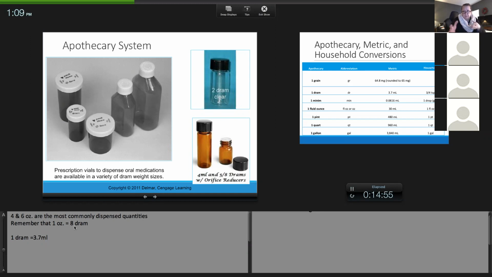ordering new bottles. Sometimes you need these little, it says an orifice reducer. What that does is it doesn't allow all of that to come out. People that do essential oils, they typically come in these little bottles, so they don't let out all the oil, they just let out drops. But here's a 2 dram vial.